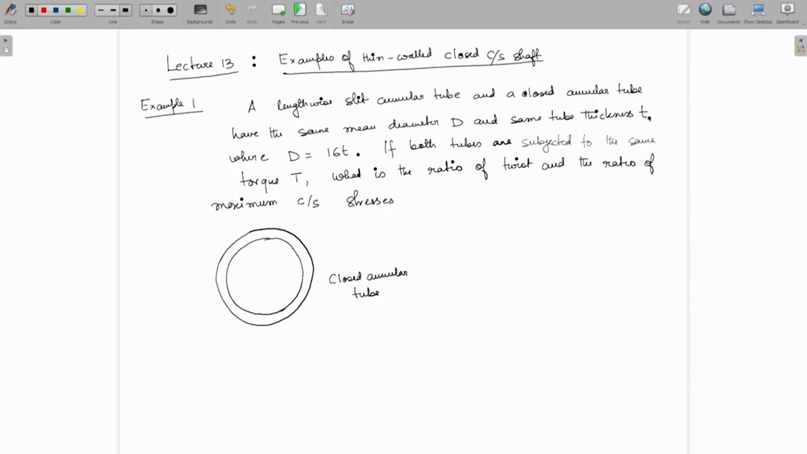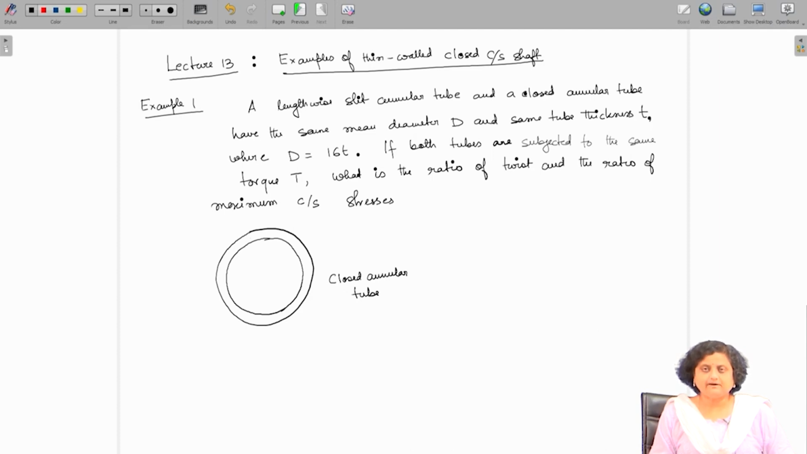Hello, welcome back to lecture 13, which is a continuation of the previous lecture. Here we will solve certain examples on thin wall cross section shaft using the membrane analogy that we have discussed earlier. So, let us first solve this example.